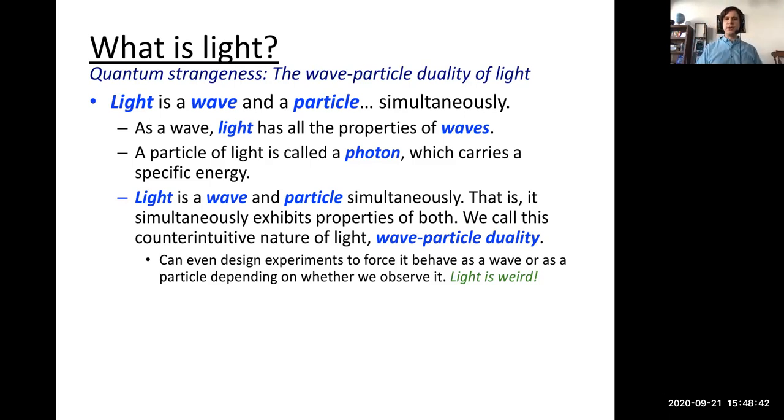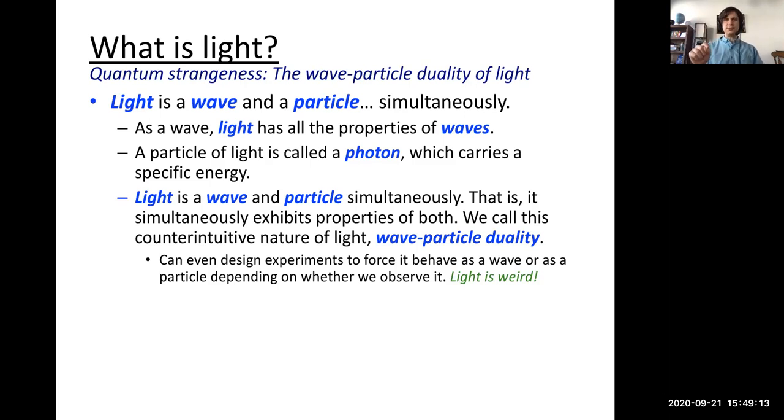And what's even stranger is you can design experiments to make light go from looking like a wave to looking like a particle, simply by having a camera there. There's the famous double slit experiment where you shoot one photon at a time through just a board that has these two little slits through it. As a particle, if you send out one photon at a time, it would have to go through either the top slit or the bottom slit.